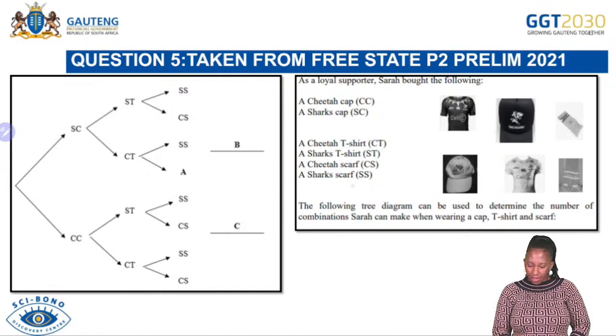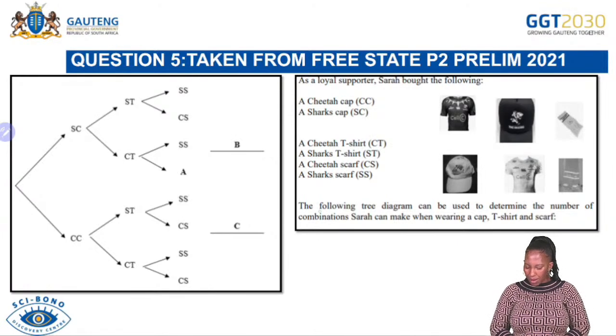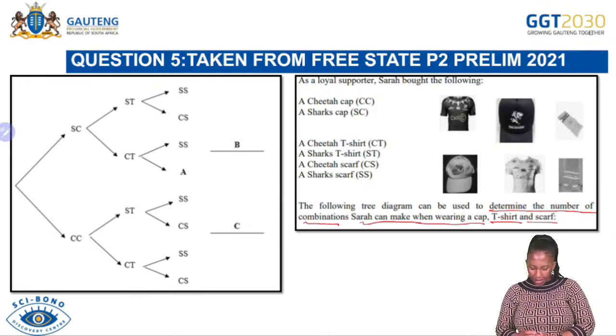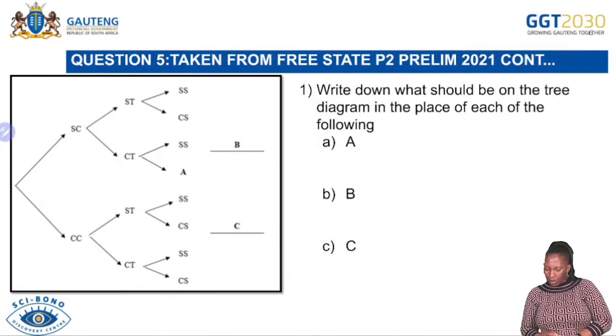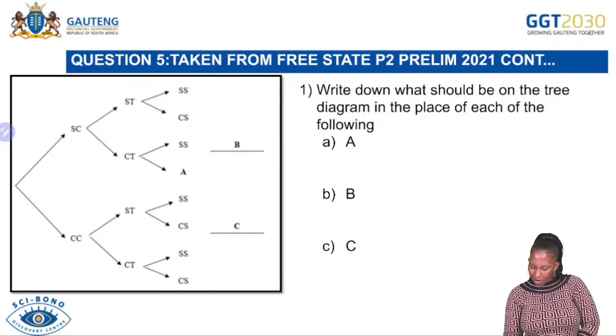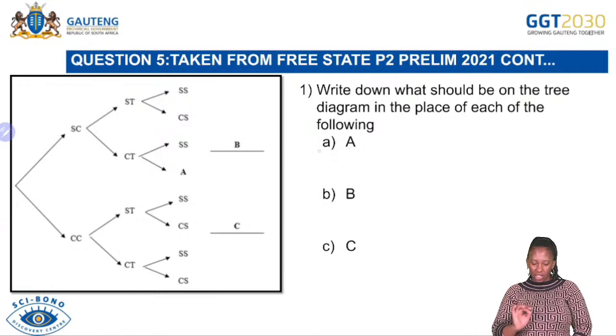Now they are given the abbreviations SCC, SC, and so on. It says the following tree diagram can be used to determine the number of combinations Sarah can make when wearing a cap, a t-shirt, and a scarf. Let's quickly answer this one and then we close it. Write down what should be on the tree diagram in the place of each of the following. Number A, remember, we spoke about the t-shirt and so on.